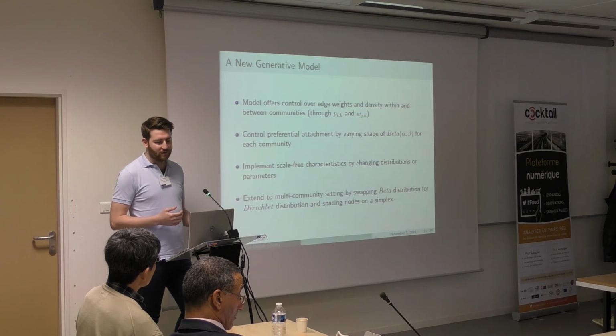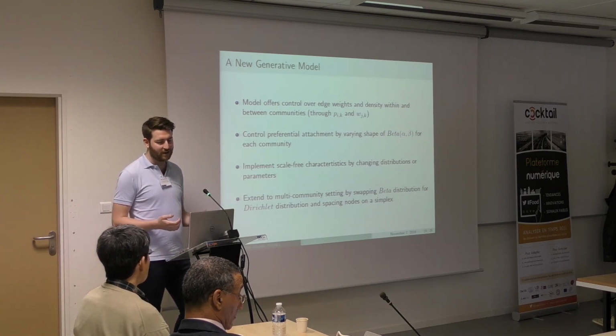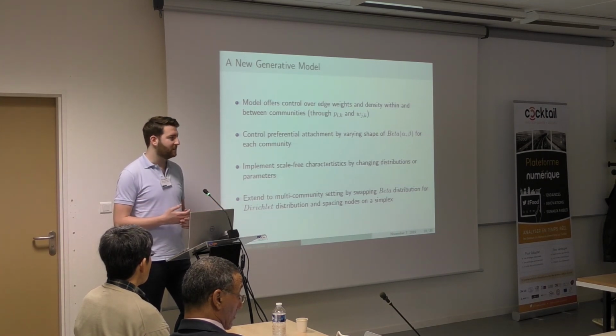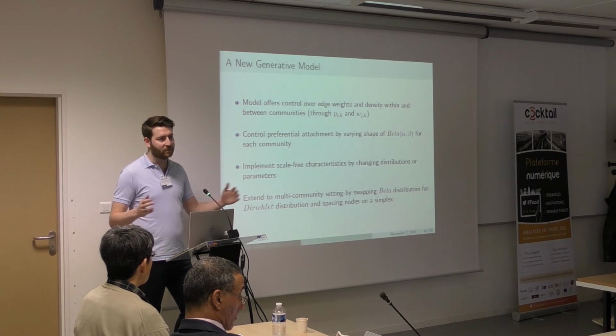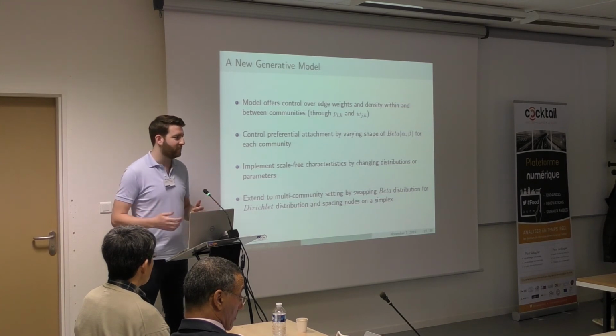We're also in the process of extending this to a multi-community setting. All this really requires is replacing a beta distribution with its big brother, the Dirichlet distribution, which of course means that instead of distributing your nodes evenly over a 0-1 interval, you have to space them uniformly over a simplex. This is where the method is still very much a work in process.